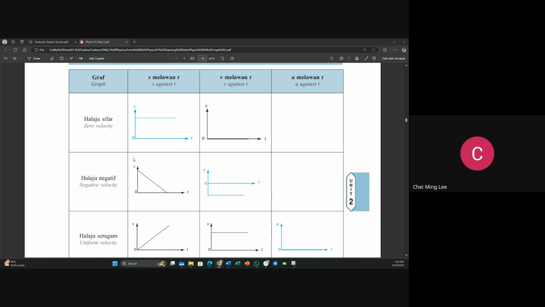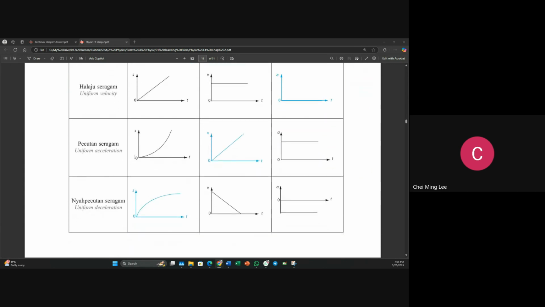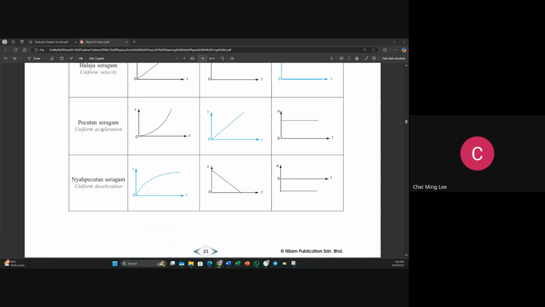Done, okay, next let's continue. Then uniform acceleration. Uniform acceleration means that the increasing rate of velocity, the velocity is getting higher and higher. You see, sorry, the increasing rate is constant.